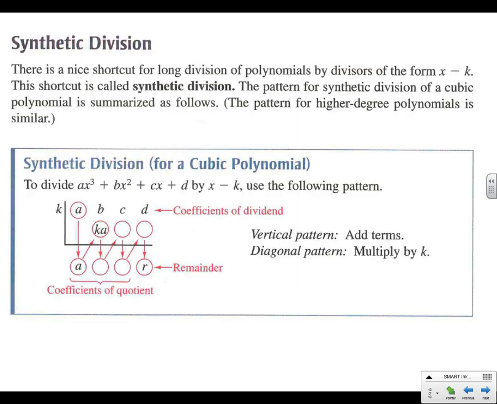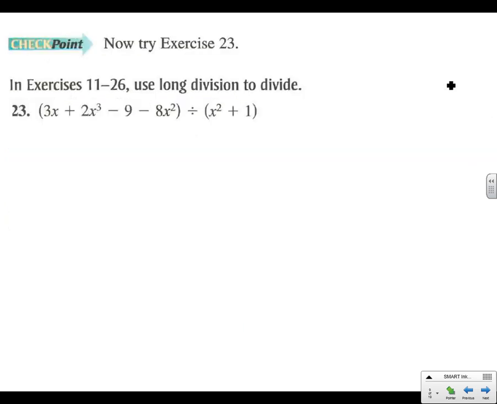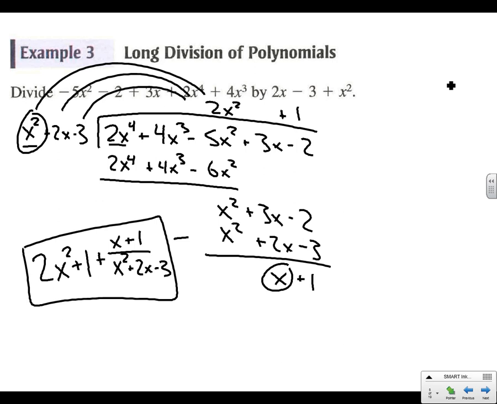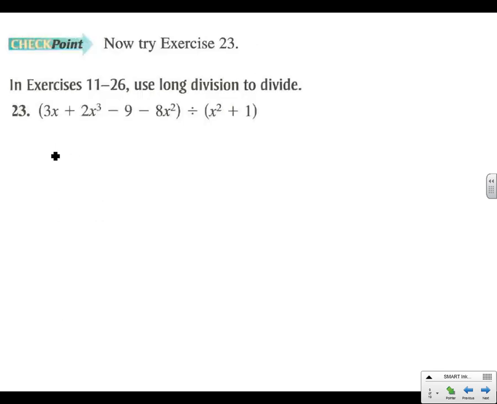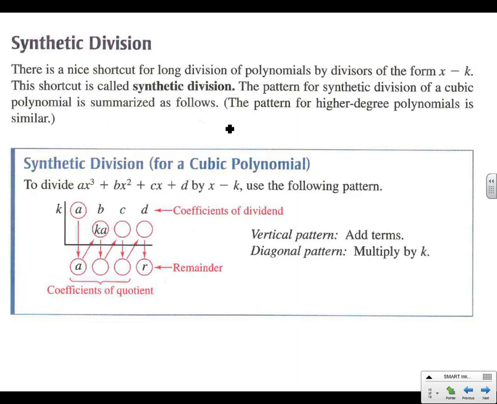All right, so now we've got a nice shortcut if we have x minus k as our divisor. Synthetic division would not work for this problem that we did for example 3 because we have 3 terms in our divisor, the part on the outside. It wouldn't work for 23 because it's x squared, but if we just have x minus some number as what we're dividing, we can go ahead and use synthetic division.